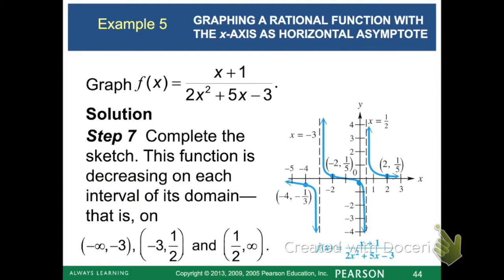I ended up doing step 7 in my last slide with step 6 because I was on a roll, but the last part would just be to sketch the rest of the graph with what information you know.